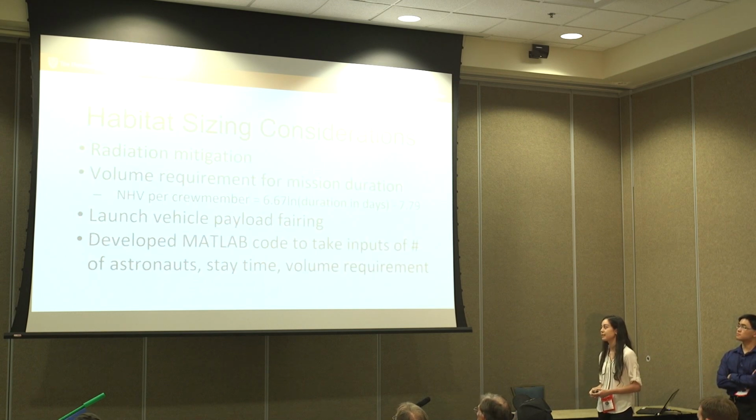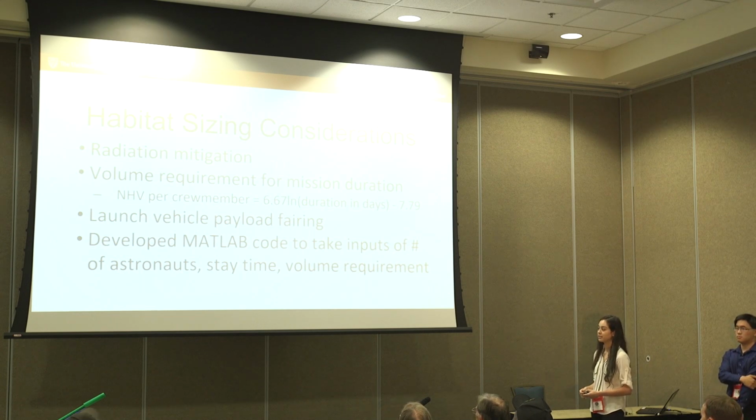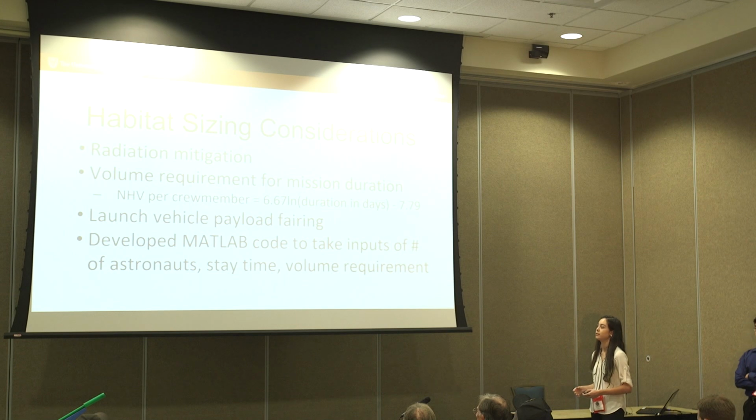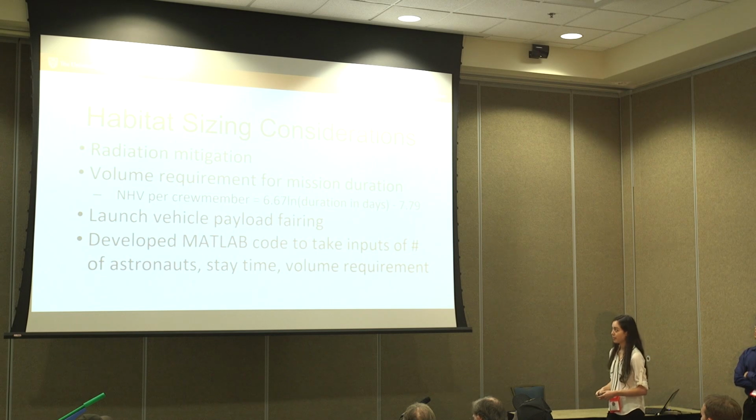In terms of the habitat considerations, in terms of what it's made out of, we considered radiation mitigation as kind of our basis. So for our habitat modules, we're using aluminum cylinders with a Vectran dome on top, just to increase volume. And then for the volume requirements, we used NASA's Human Integration Design Handbook, which gave us this equation for the net habitable volume for each crew member based on the duration of the mission. They also have an equation for pressurized volume based off of the net habitable volume, and that's how we determine the overall volume necessary for a mission on the surface, and again, the transit vehicle also.